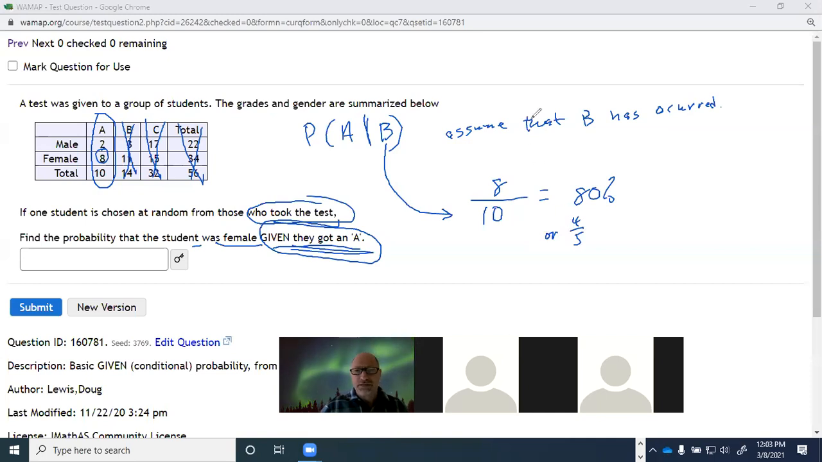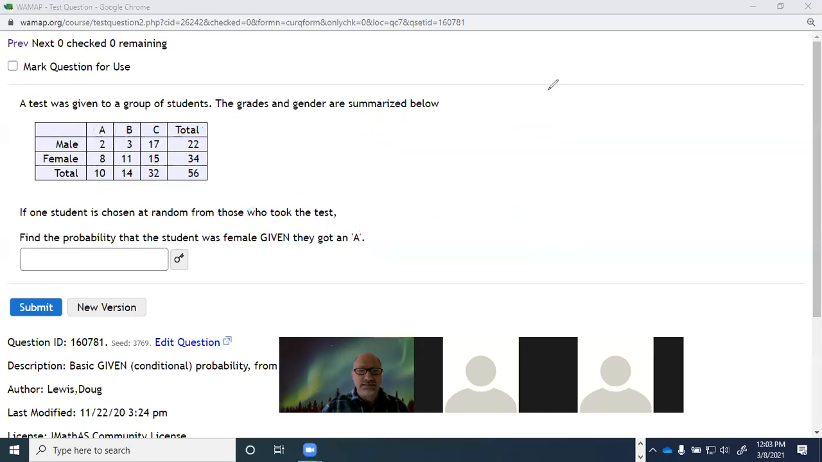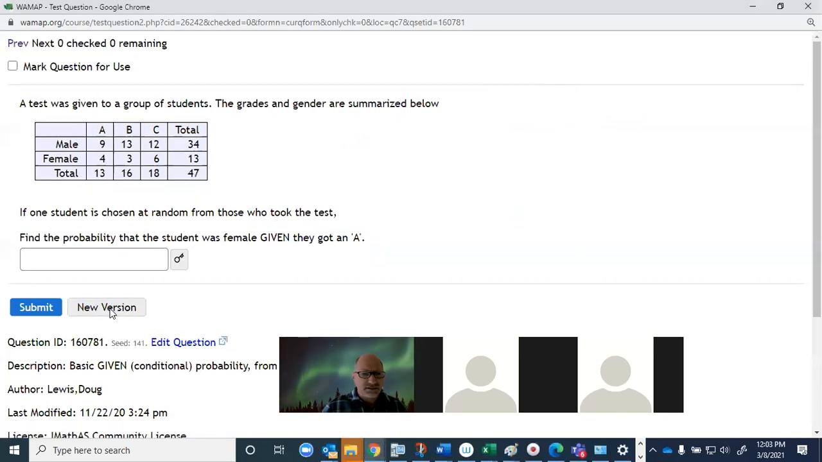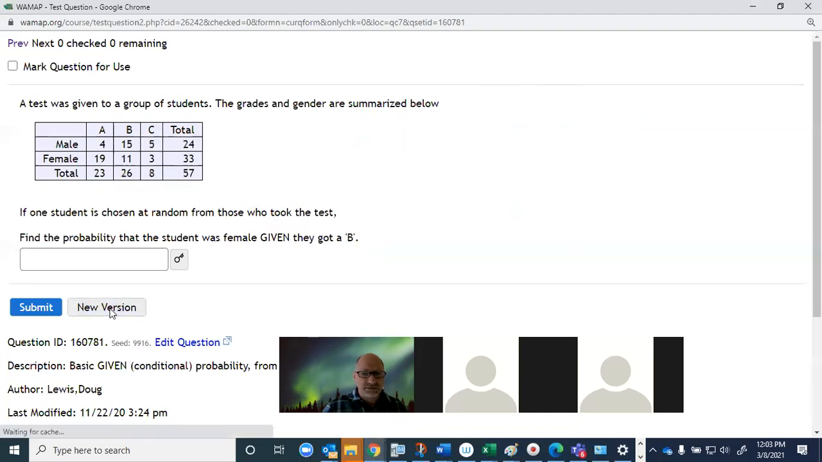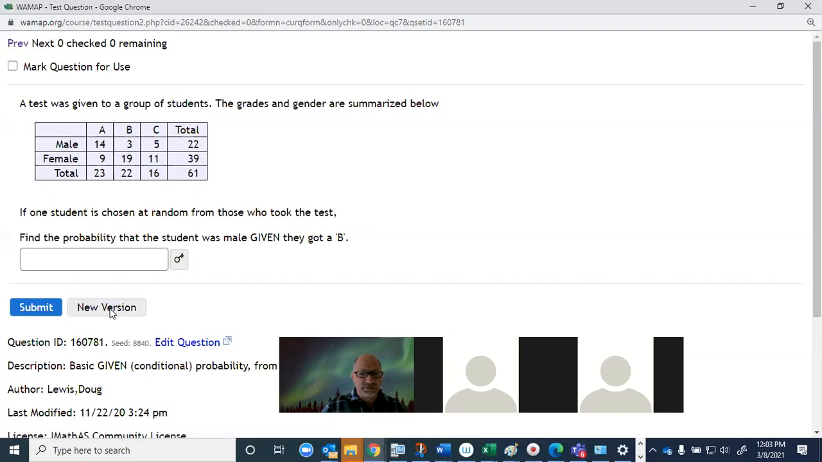Okay, so let's clear that, and I'll give you another version of that. It should be different. That one's the same. Let me see if I change it. Oh, it's always about the A, isn't it? Okay, let's do this one. Find the probability that the student was male given they got a B. Okay, I'm going to pause the video here.